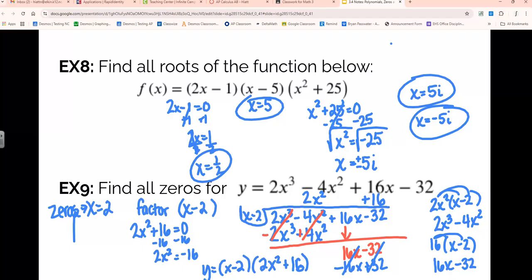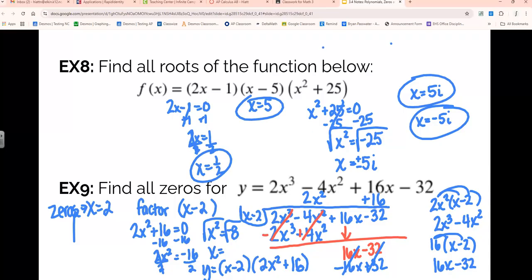I would need to divide that 2 off first before I take the square root. So I'll divide by 2, divide by 2. And so x squared equals negative 8. And then I will square root both sides. And so x will equal, I can't take the square root of negative 8.